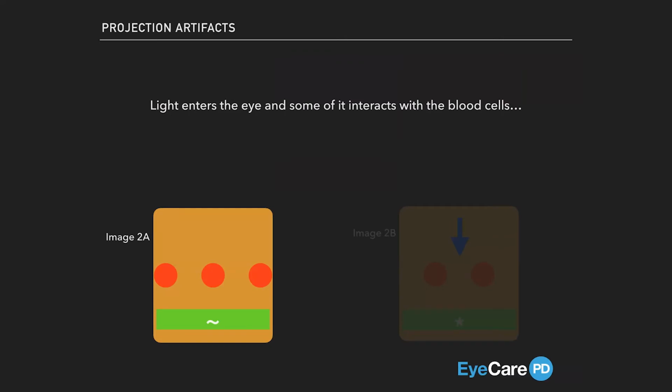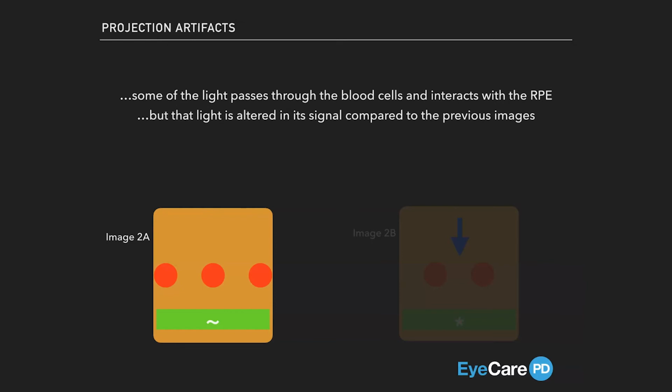But in image 2A, we will have a different story. Light enters the eye, and some of it interacts with the blood cells. But in this cartoon, we are not concerned with the blood vessels. We are thinking about the RPE and the concept of projection artifacts. So stay with me.